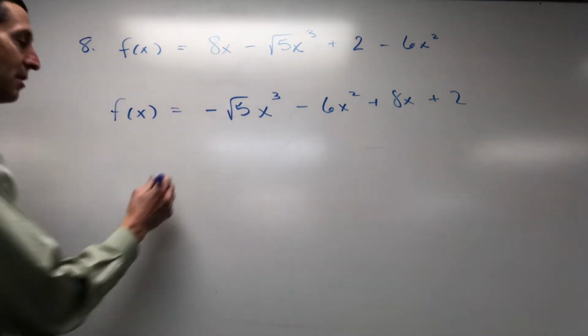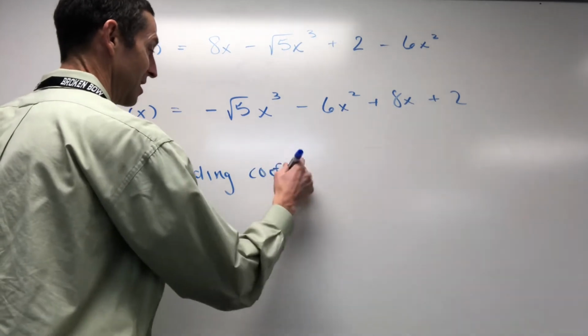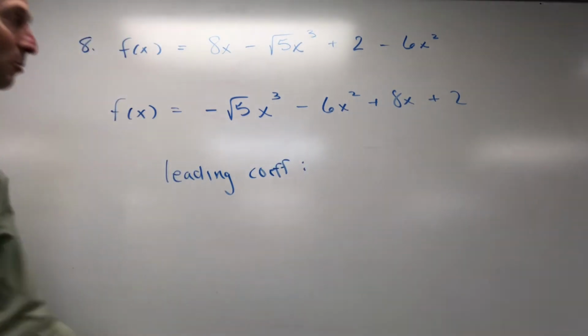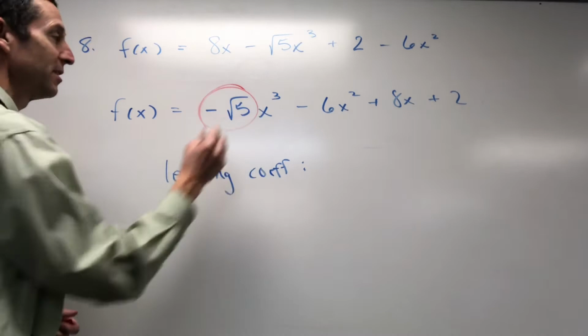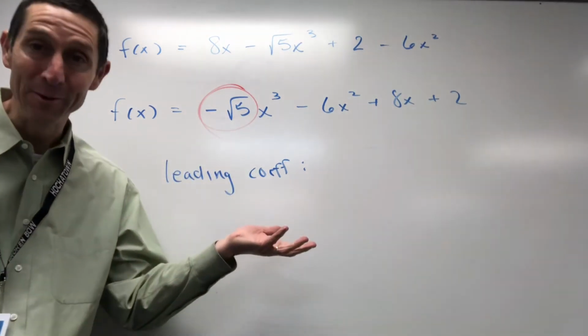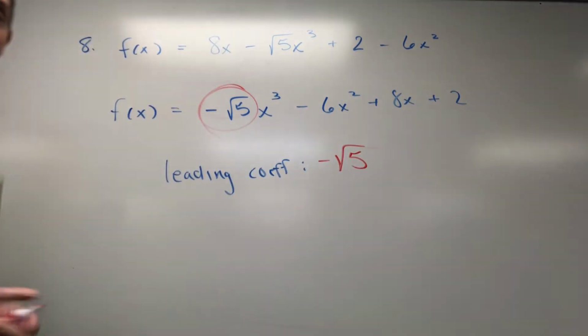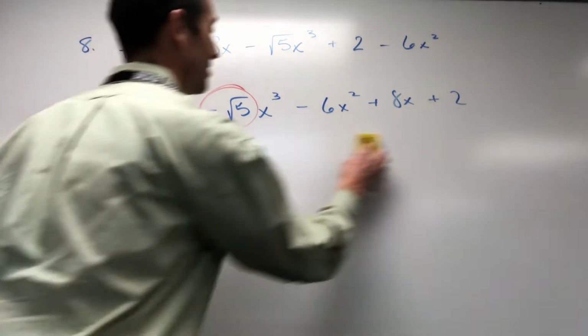Leading coefficient, and this time it looks a little crazy, guys. But it doesn't matter. Whatever you've got sitting right out in front, if it's a fraction, if it's a number, if it's a square root, we will take it. So negative square root of 5, that's my leading coefficient for number 8. All right, so we've done degrees, we've done leading coefficient, we've done descending order. Now we've got to do types.